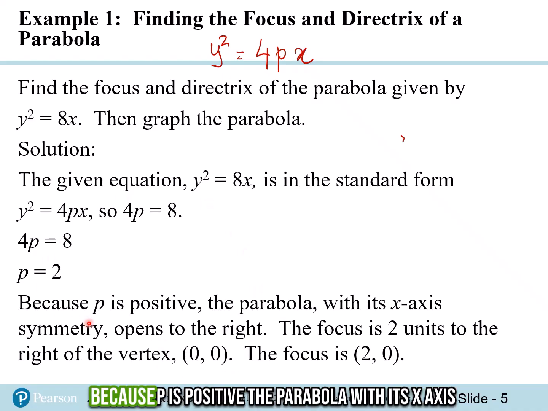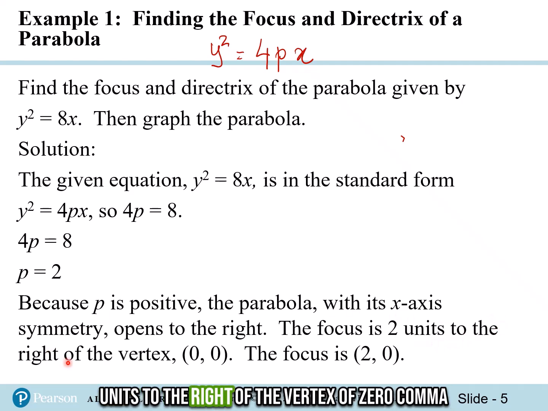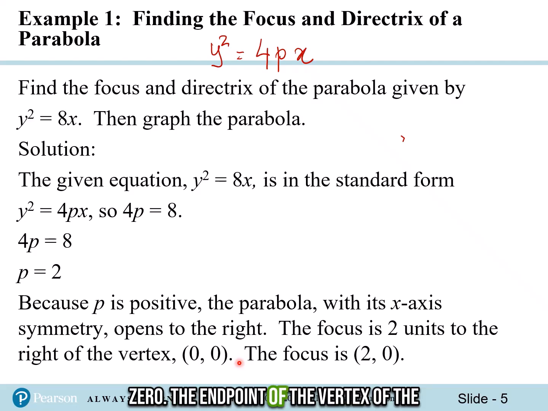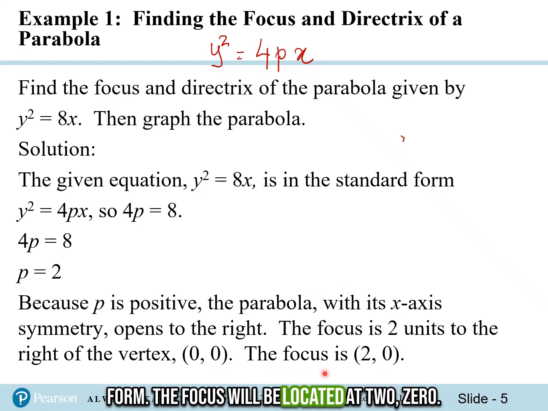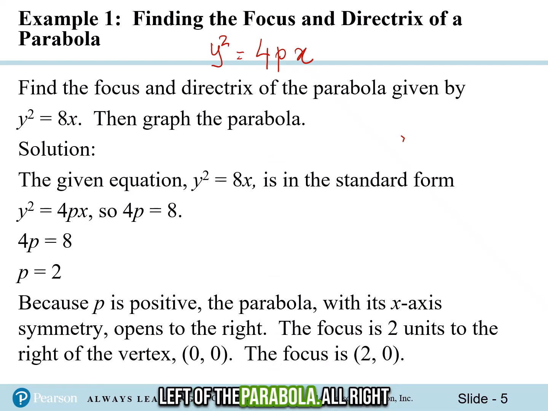Therefore, we can say because p is positive, the parabola with its x-axis symmetry opens to the right. The focus is 2 units to the right of the vertex of 0, 0. The vertex of the parabola is positioned at 0, 0 in the standard form. The focus will be located at 2, 0. And the directrix of this parabola, since it opens to the right, will be a vertical line to the left of the parabola.